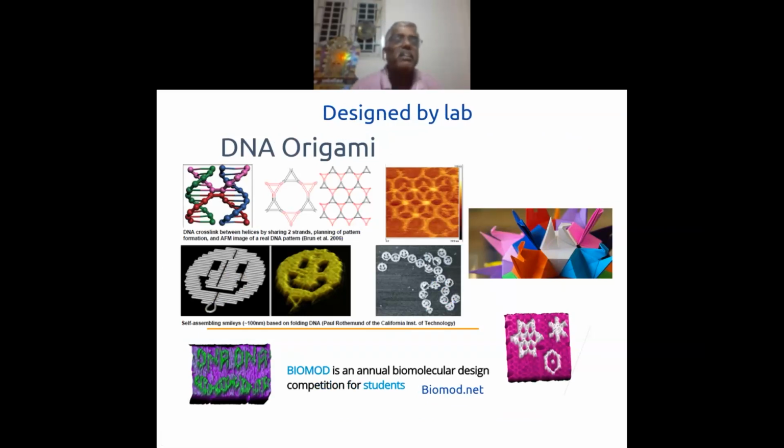Then origami. At Stanford and the California Institute of Technology, Caltech, they have prepared DNA origami. Using the DNA molecule, they are playing with origami. Origami usually is from Japan. Kami means paper. Most Japanese kids play with origami, so they are mimicking the same thing in the laboratory with the help of DNA. These are biomolecular designs made in an innovative way.